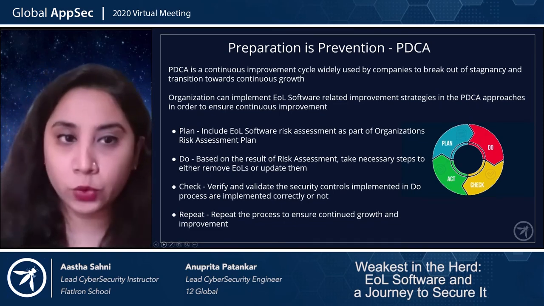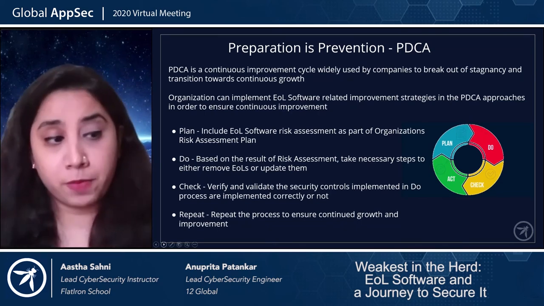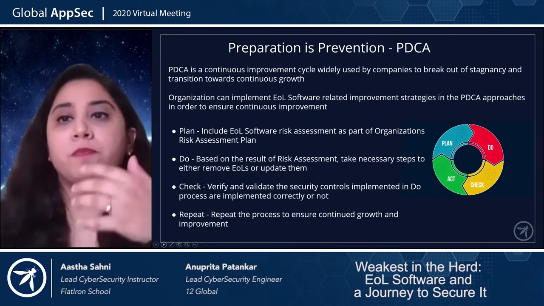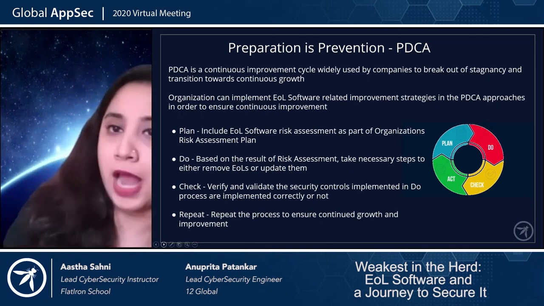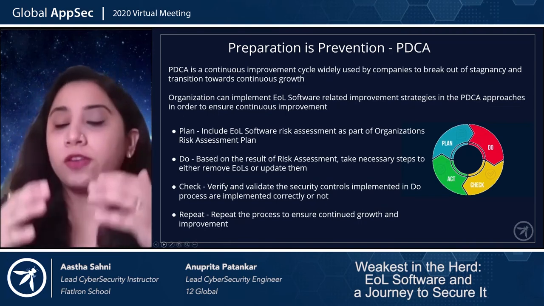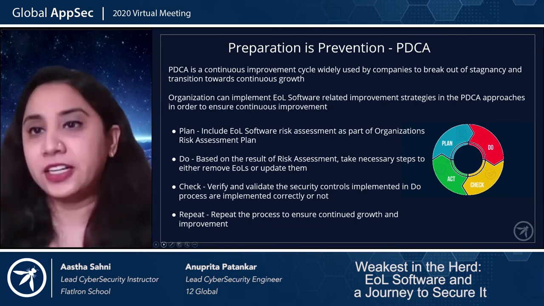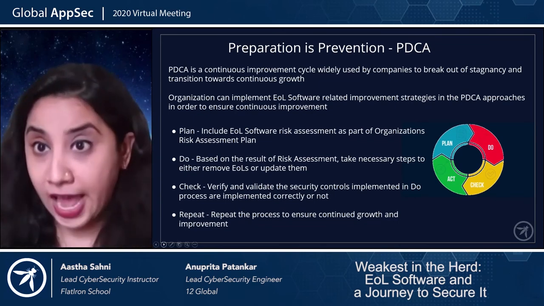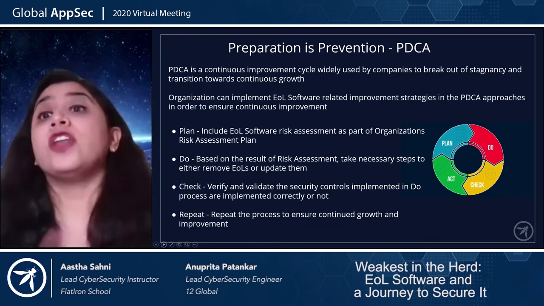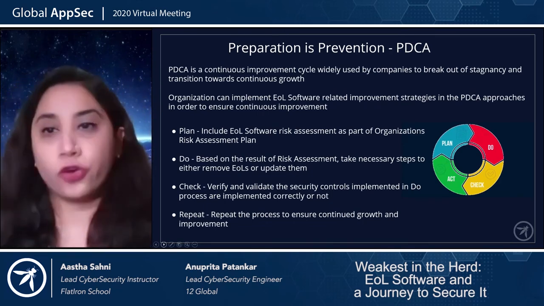In the plan stage, what you can do is include EOL software risk assessment as part of the organization's risk assessment plan. If EOL softwares and their detection and mitigation are part of your risk assessment plan, you can easily assess their risk ratings during risk assessment. In the do part, when we have completed the risk assessment, we can decide on the necessary steps we have to take for these end-of-life softwares. When we know the necessary steps, we implement those strategies, either upgradation or replacement.